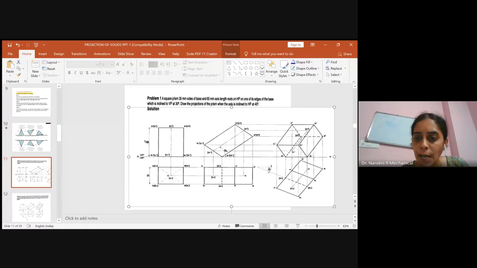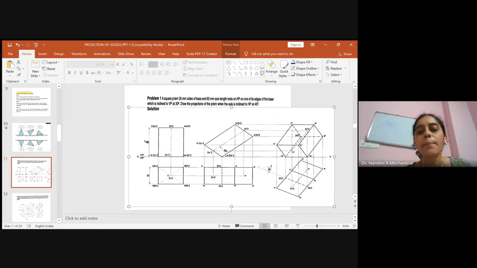Okay, so that's it. When the observer views from the top, the outer square surface will be visible. So using the dark pencil, you will darken the outer surface of the square prism. So this entire thing will be visible. So this is done.